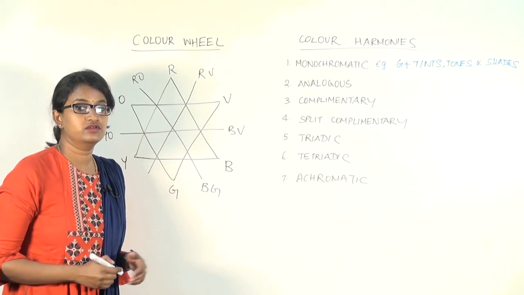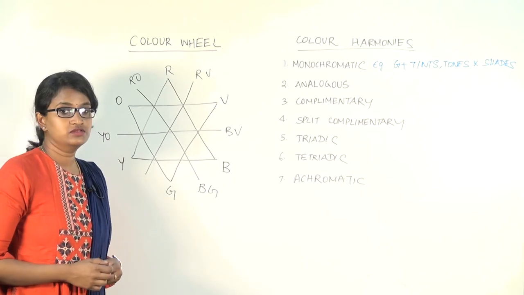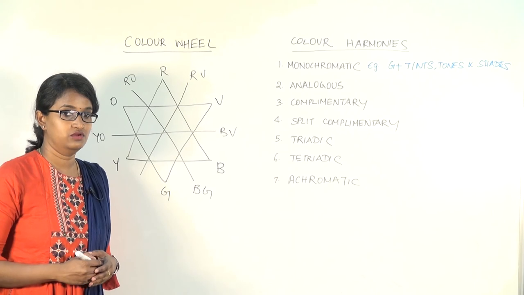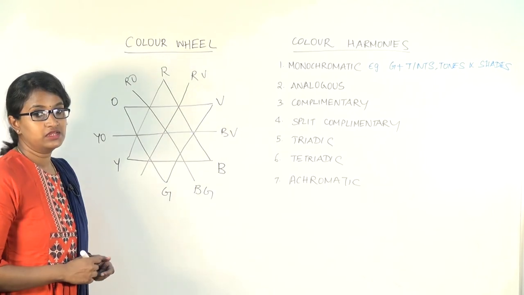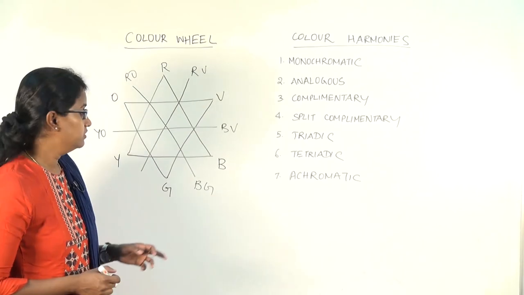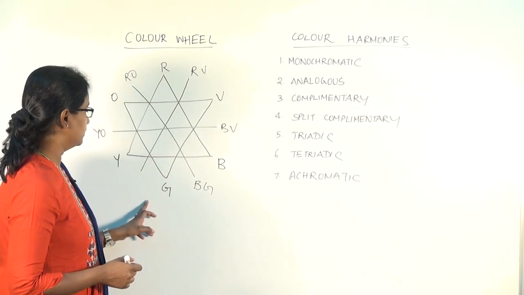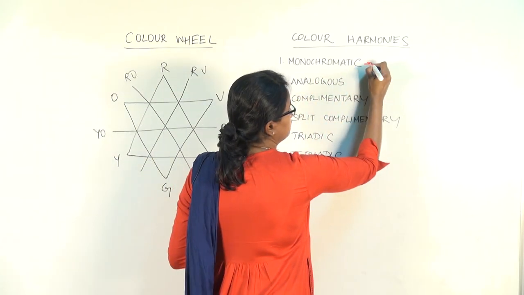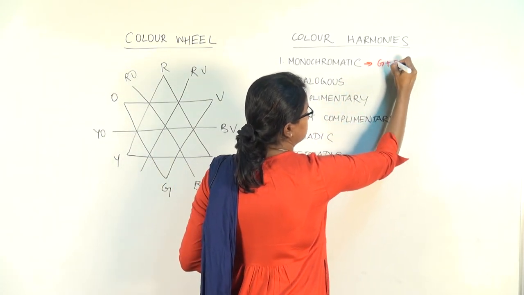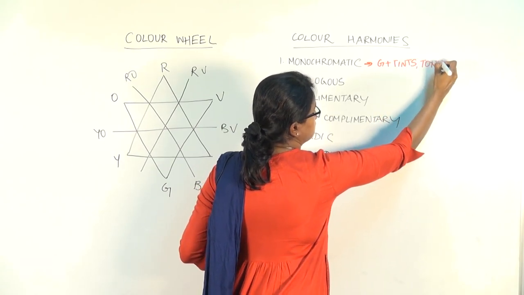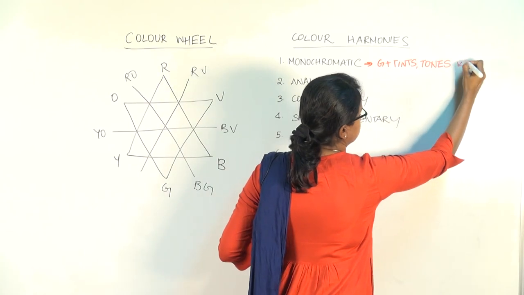Next is analogous colors. Analogous colors are colors that lie side by side together on the color wheel. It can be either two colors or more. For example, you pick any of the colors in the color wheel. If you pick green, green plus tints, tones, and shades.